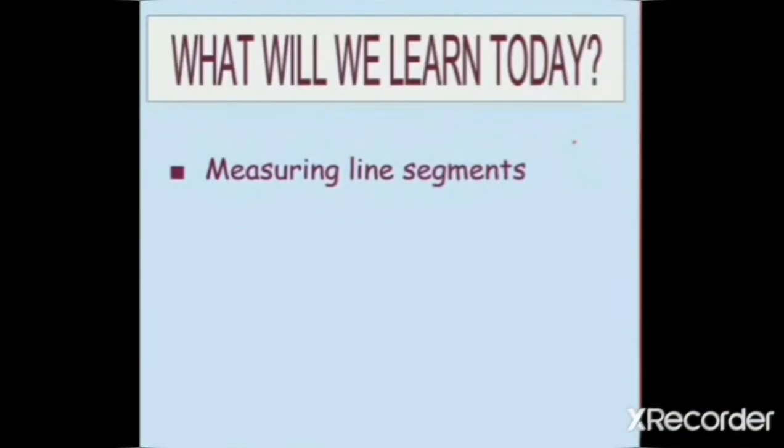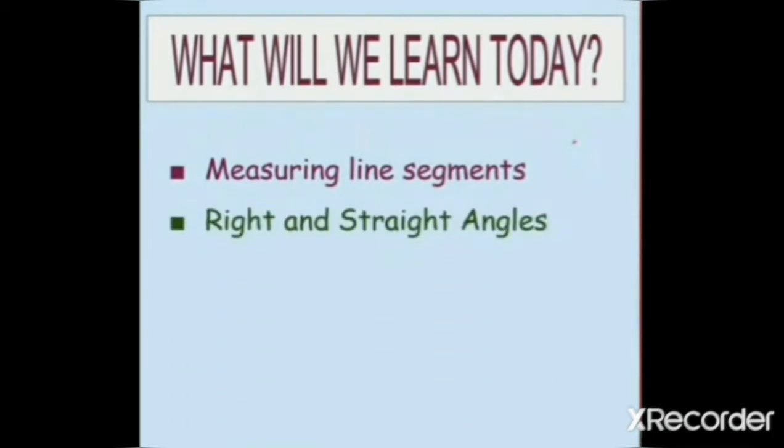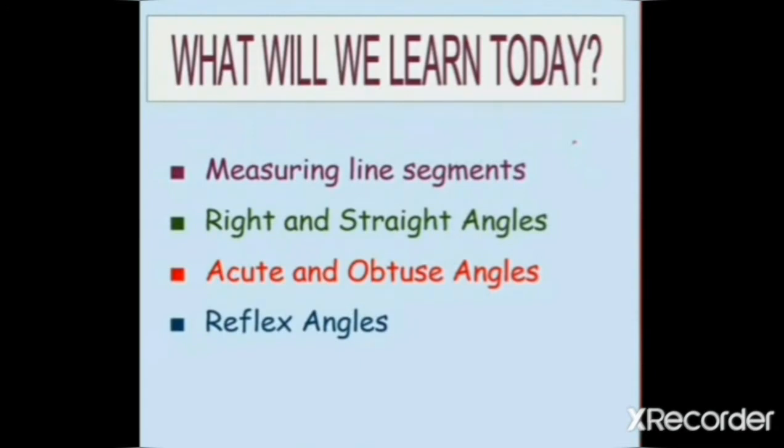In chapter 5, we will learn about line segments. You already know what is line segment. In this chapter, we will understand how to measure line segments. Comparison of line segments by observation, comparison of line segments by tracing, comparison using ruler and divider. Then we will learn about right angle, straight angle, acute angle, obtuse angle and reflex angle.